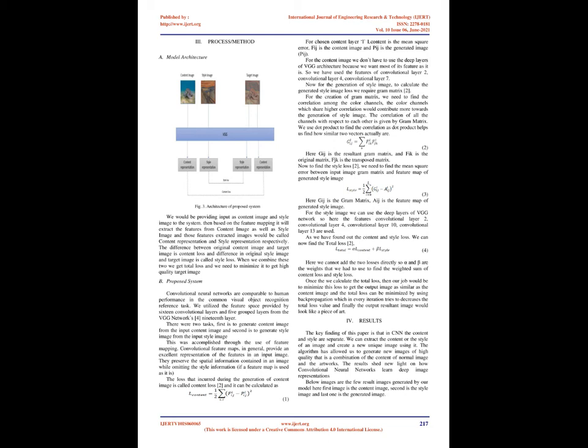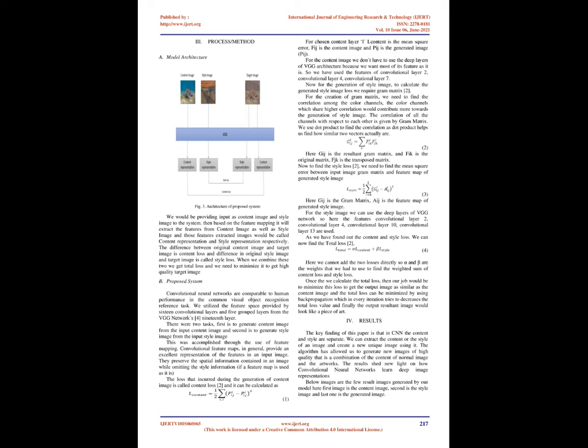Now for the generation of the style image. To calculate the generated style image loss we require the gram matrix. For the creation of the gram matrix, we need to find the correlation among the color channels. The color channels which share higher correlation would contribute more towards the generation of the style image. The correlation of all the channels with respect to each other is given by the gram matrix. We use the dot product to find the correlation, as the dot product helps us find how similar two vectors actually are. Here G_ij is the resultant gram matrix, F_ik is the original matrix, and F_jk is the transposed matrix. Now to find the style loss, we need to find the mean square error between the input image gram matrix and the feature map of the generated style image.